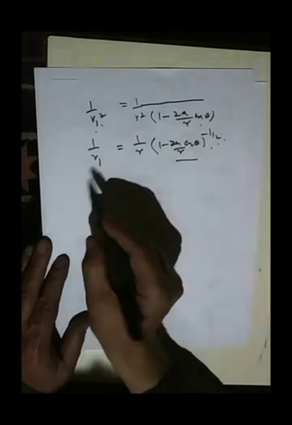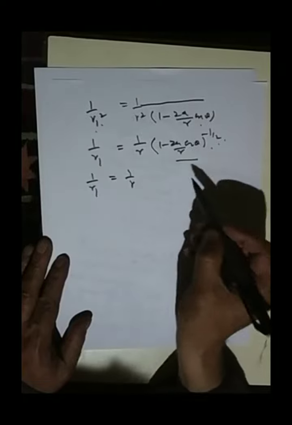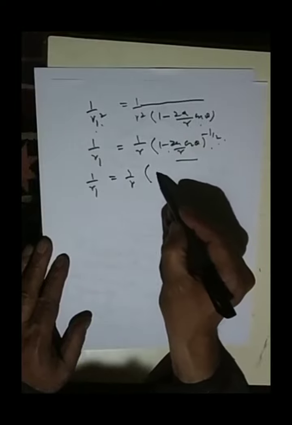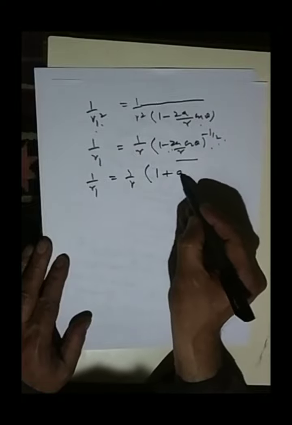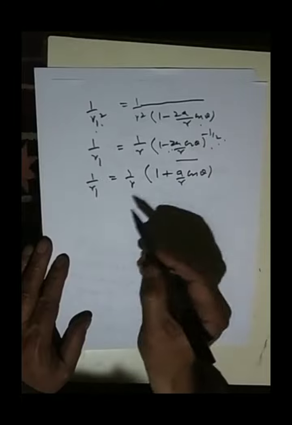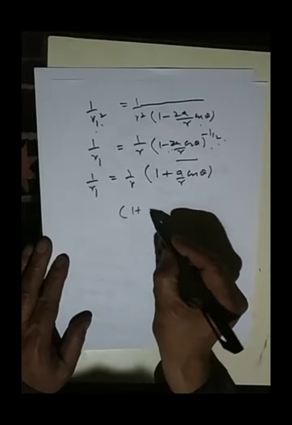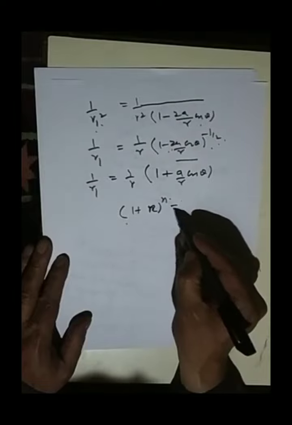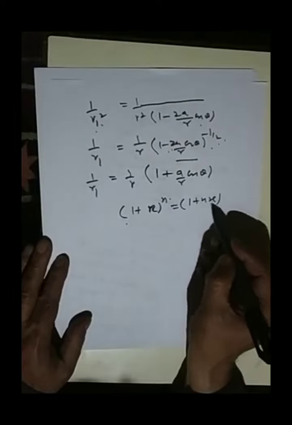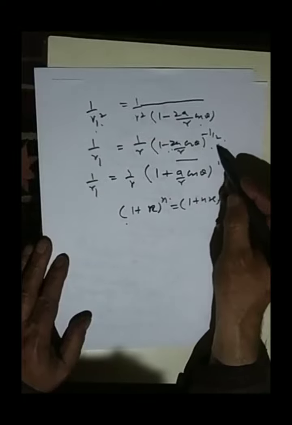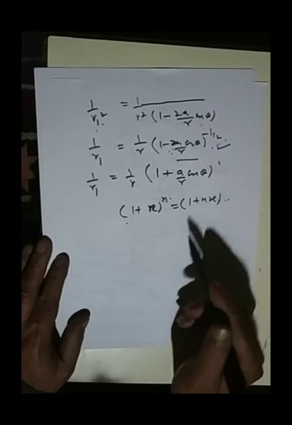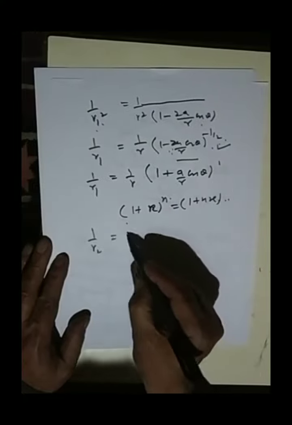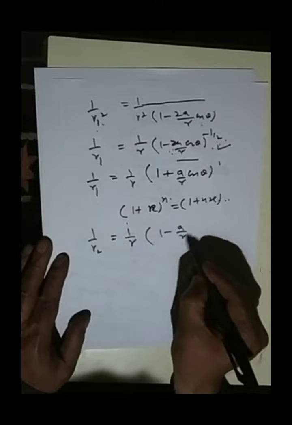So using the binomial theorem here we get 1 by R1 is equal to 1 by R. When we apply the binomial theorem, the first term is 1, and the rest we neglect. Plus 1 by 2, the 2 cancels, A by R cos theta. Why? Because in the binomial theorem, 1 plus x raised to the power n gives 1 plus n x; we bring n down and neglect the higher powers. We bring 1 by 2 down, the 2 cancels. Similarly 1 by R2 will be equal to 1 by R into 1 minus A by R cos theta.